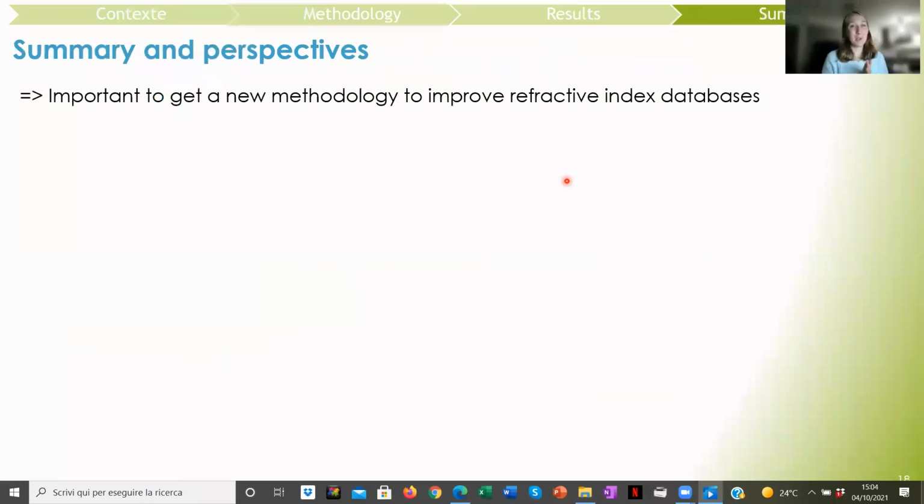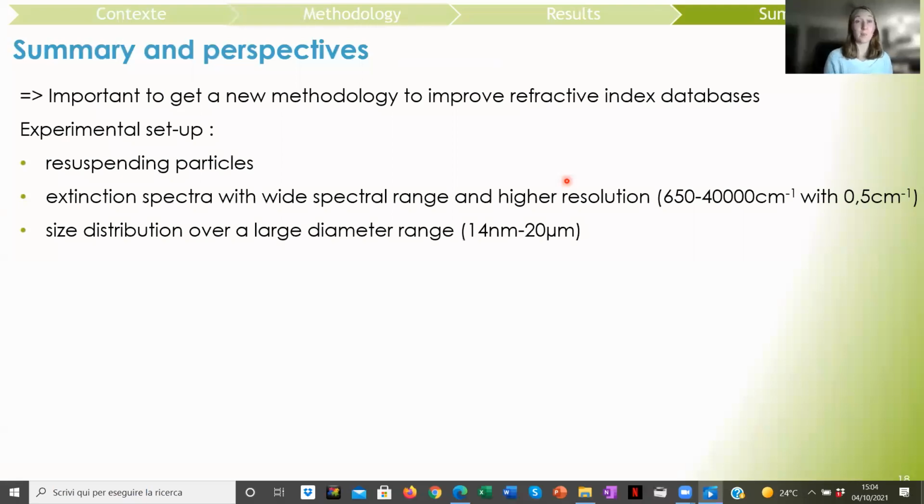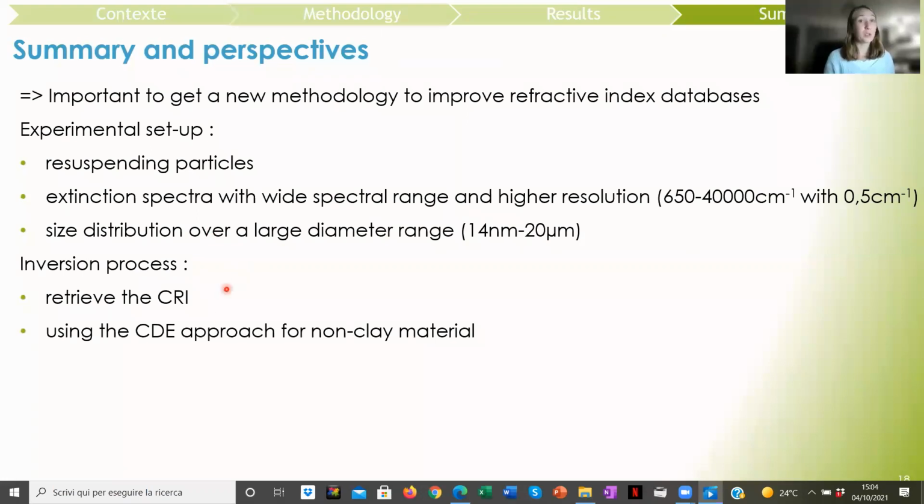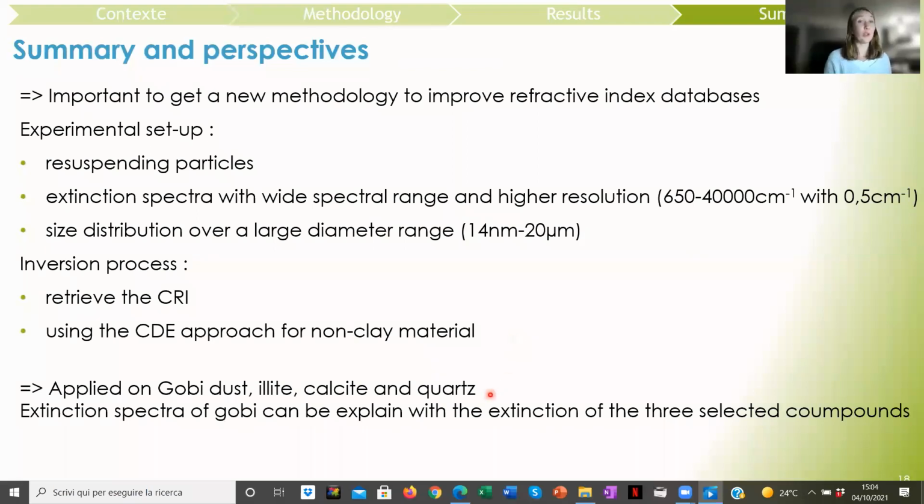As a summary, we said at the beginning that it was really important to get a new methodology to improve the refractive index database, to get better information for satellite observation. For that, we developed an experimental setup on suspended particles. We measure extinction spectra over a wide spectral range with high resolution, and we also measure at the same time the size distribution. Our algorithm is working. We retrieved the complex refractive index, and we sometimes had to use the CDE instead of the other method to retrieve the complex refractive index. And we applied that on Gobi dust and its three main compounds. Then we also saw that it's possible to explain the extinction spectra and the complex refractive index of Gobi using these three compounds.